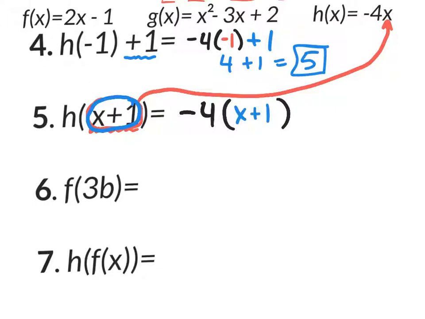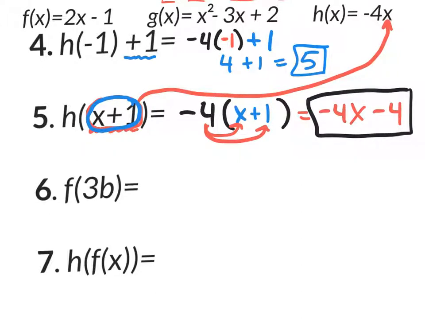And then I'm going to simplify. Now what do I mean by simplify? Distributive property. Negative 4 times x, negative 4x, negative 4 times 1 is negative 4. So there's your final answer for number 5. Now, most of them are easy. Just h of 5, plug in 5. F of 2, plug in 2. But 5, 6, and 7, these are the advanced questions that I'm throwing at you.